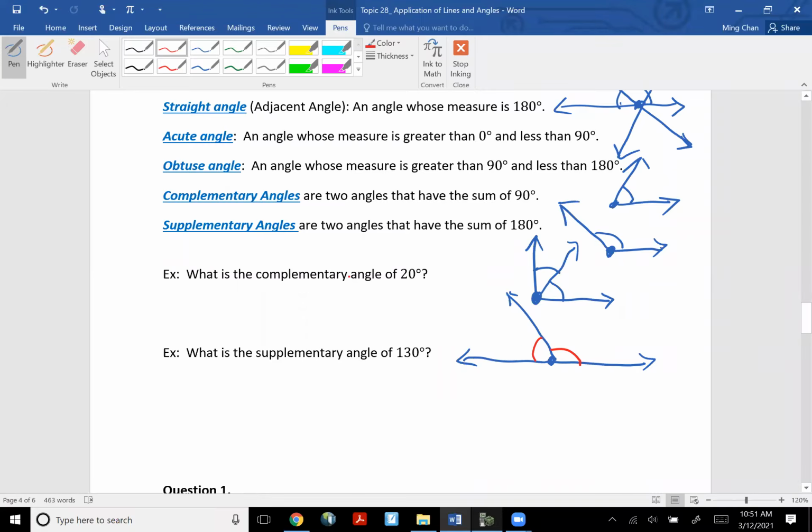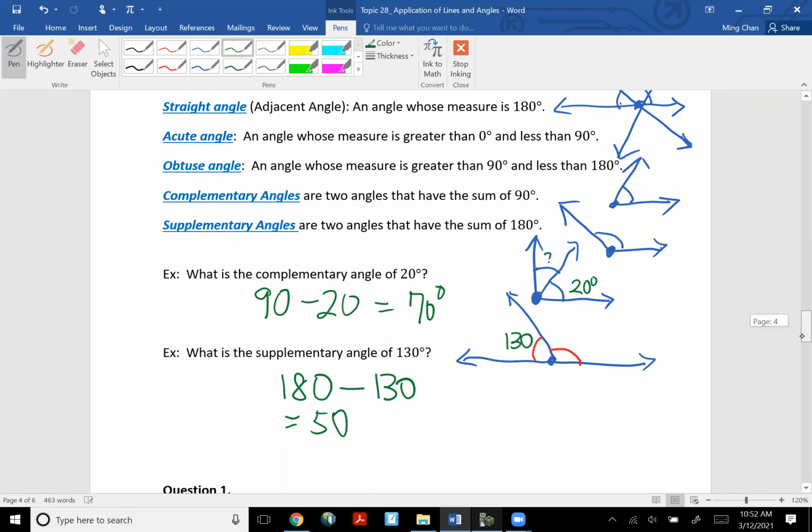So complementary means together is 90, right? What's the complement of 20 degrees? That means if one angle is 20 degrees, what should the other one be? Well, you know the two together is 90, so you take the total and subtract the one that you know. So the complement of 20 degrees will be 70 degrees. If you know one angle is already 130, then its supplement will be, well, supplementary means the two angles together is 180. So take the total, subtract the one that you know, then the other angle will be 50 degrees.